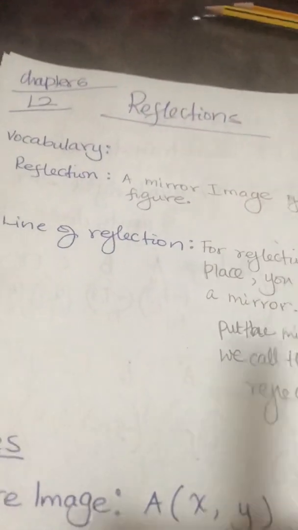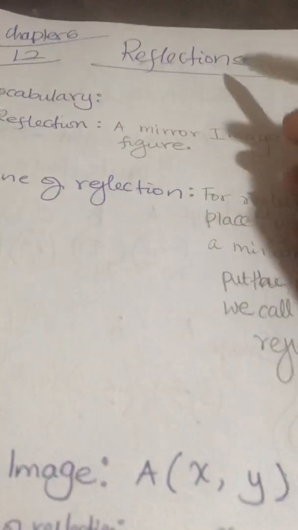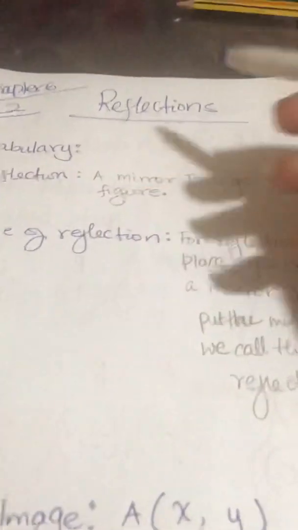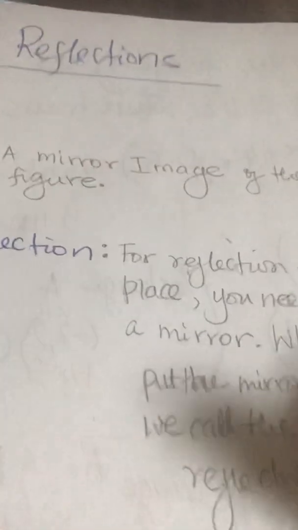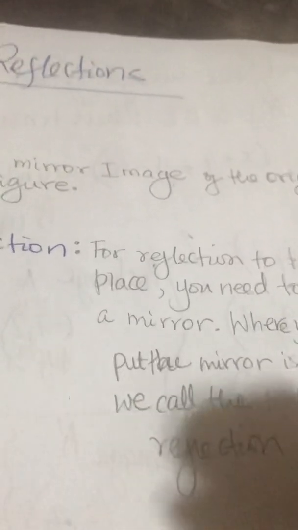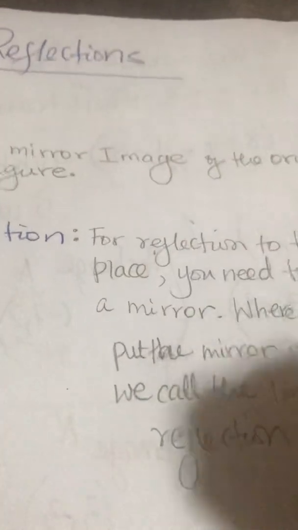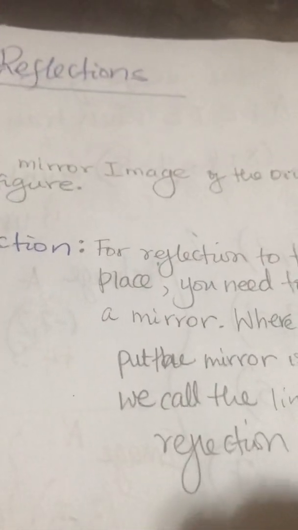Okay, so this is lesson 2, chapter 6, reflections. Reflections require a mirror. So the mirror is going to be put on the line of reflection. For this grade, your line of reflection is the X and Y axis. As you go to other grades, your line of reflection will change.